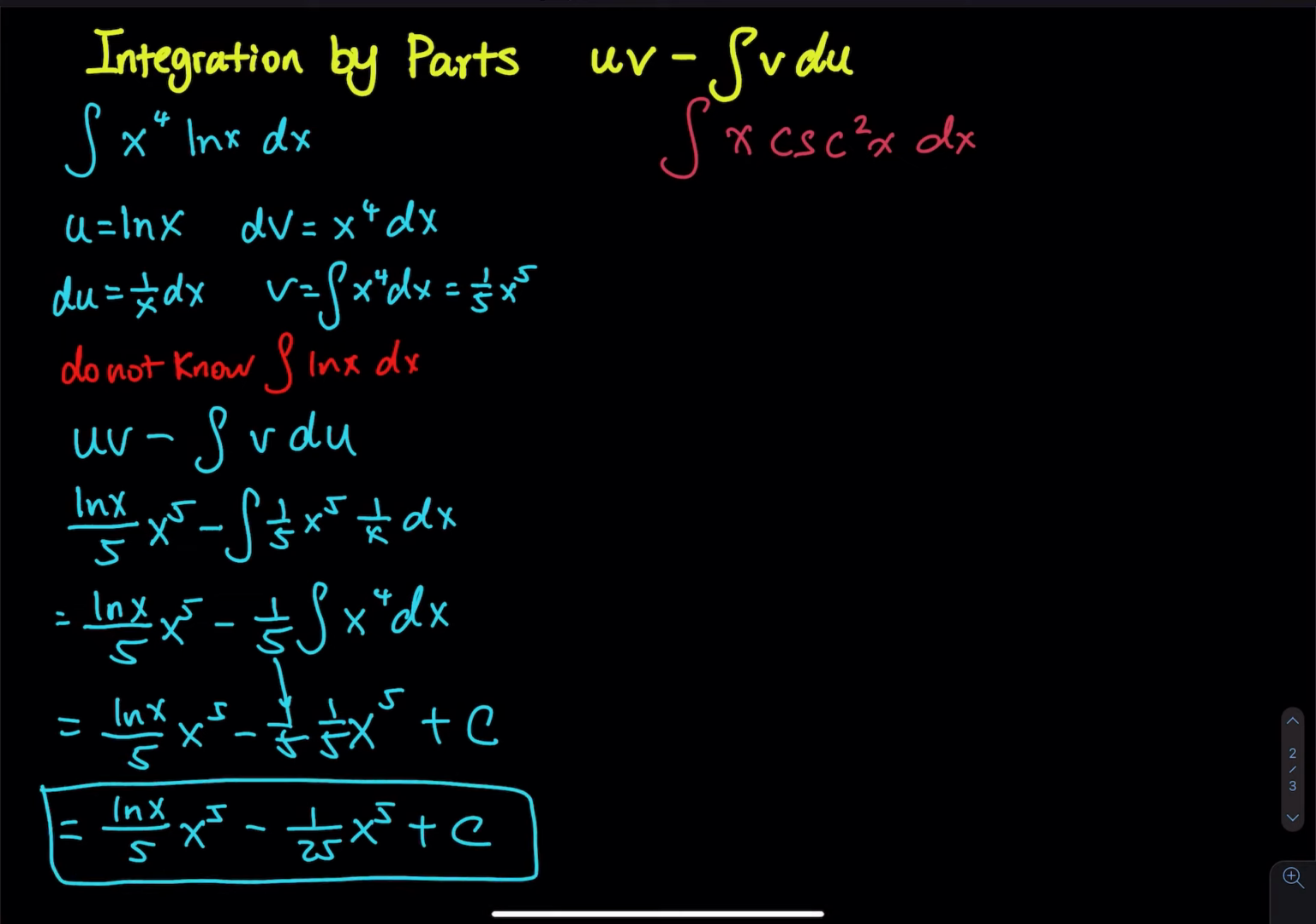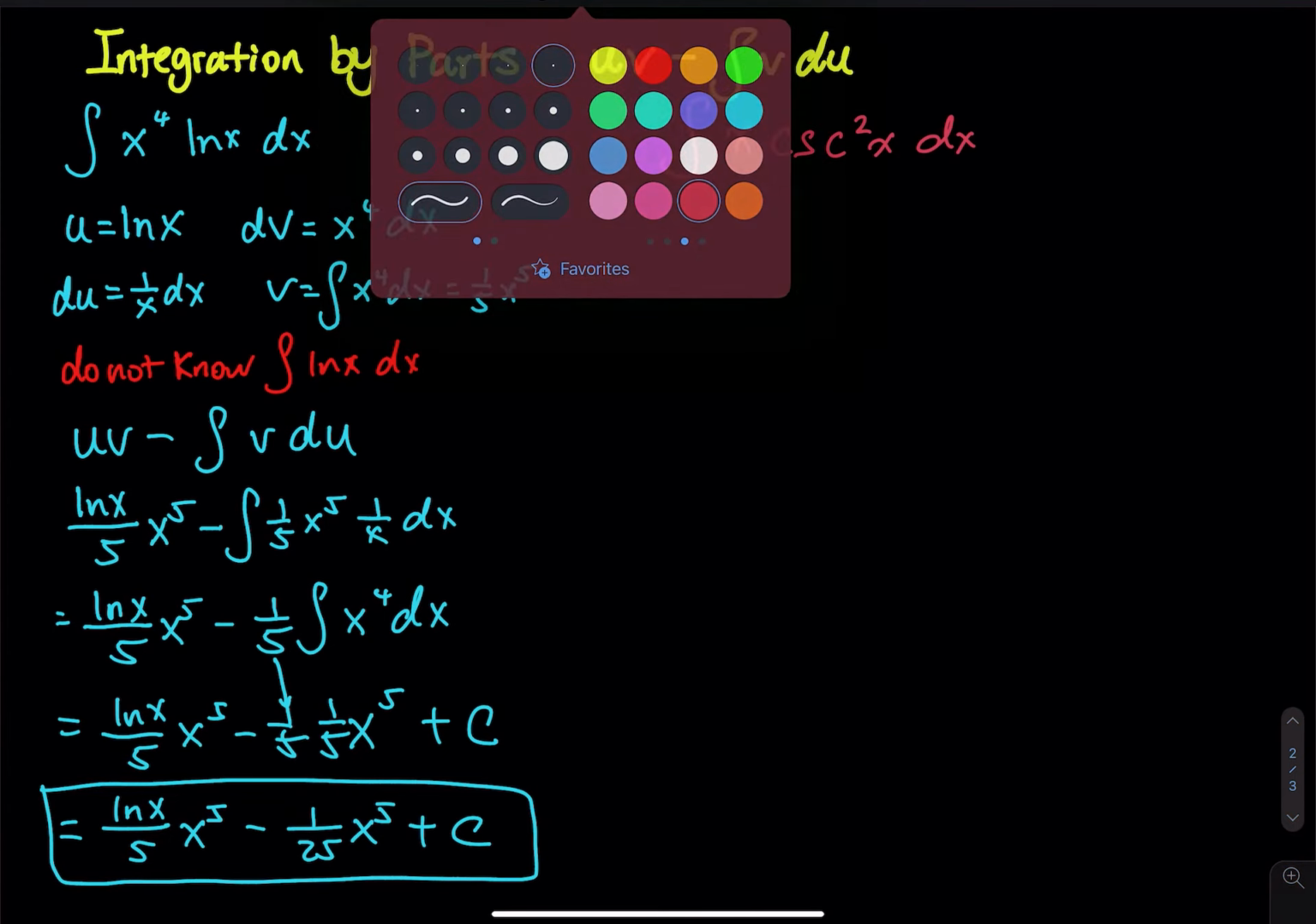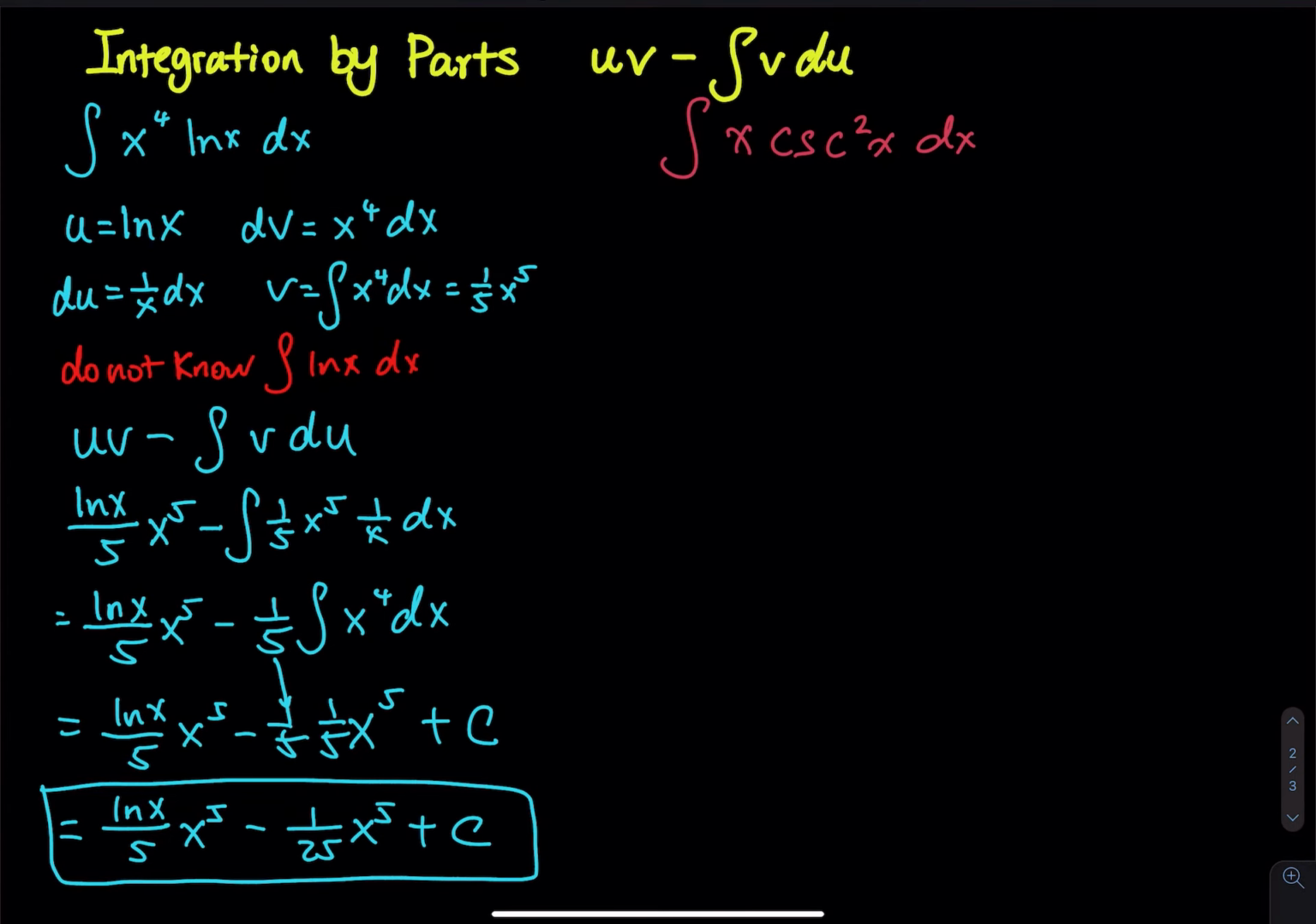And then what about the next one? The next one, we have x and cosecant square x. So this one, we are going to let u equal x, and then du equals dx.